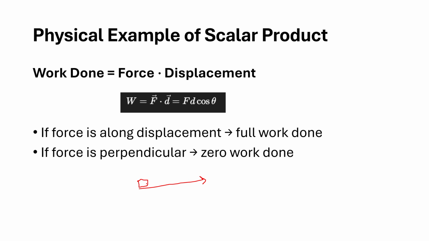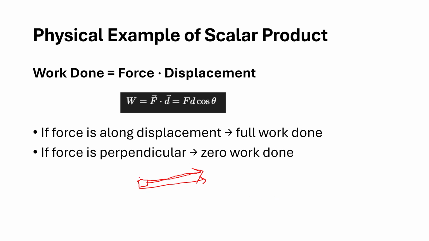So if we apply force along the displacement, meaning that if we pull it in this direction, the force and the work done will be full, because the angle between them is 0 and cos 0 is equal to 1, and 1 will be multiplied with them, and that will give us the full work done.